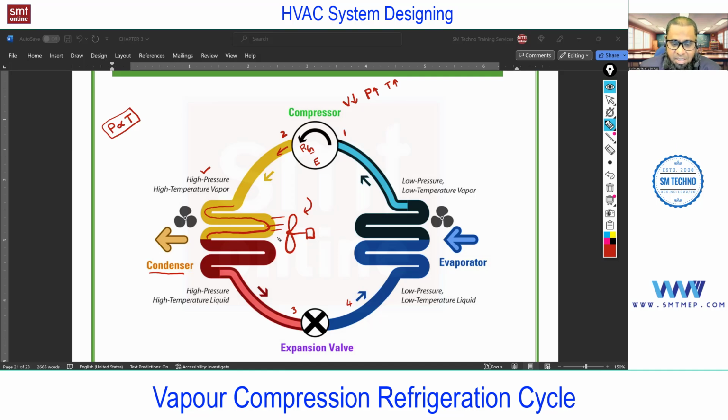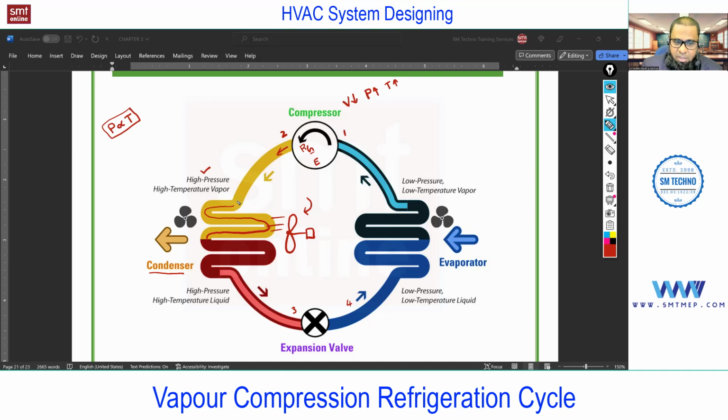So what will happen? This air is responsible for rejecting heat from this refrigerant, which is in the gas form, equal to what? Equal to the latent heat, because the vendor, meaning the manufacturer, will design this condenser, this heat exchanger, to reject heat equal to the latent heat. And when the latent heat is rejected, what will happen to the phase? Gas to liquid, a change of phase. Latent heat means change of phase.